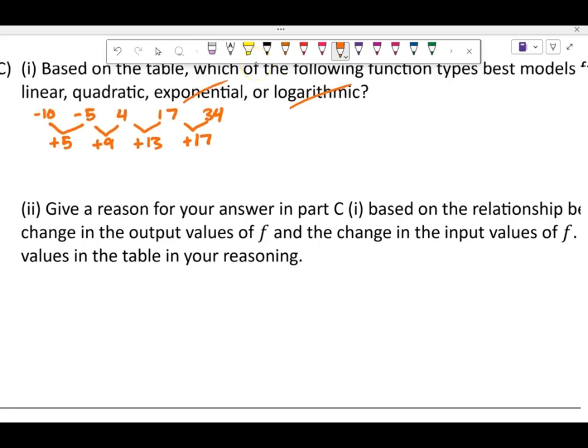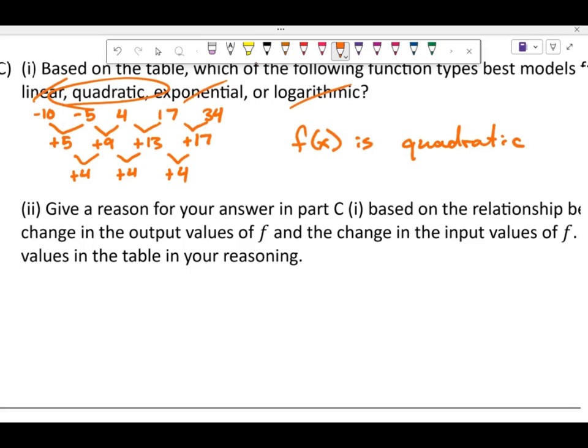Now, is that first difference constant? Were those the same? No, so it's not linear either. Let's check the second difference. What do we do to get from 5 to 9? Plus 4, 9 to 13, 13 to 17. So there we have it. Our answer is f of x is quadratic. That's our answer.